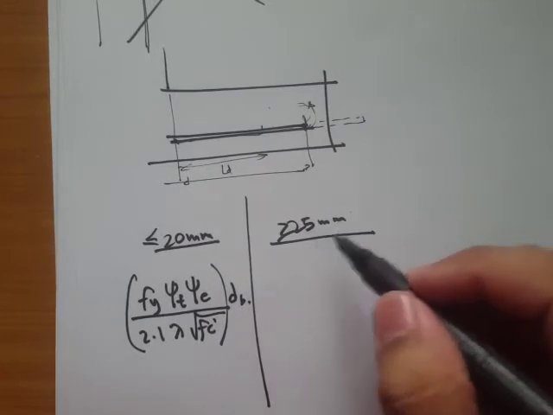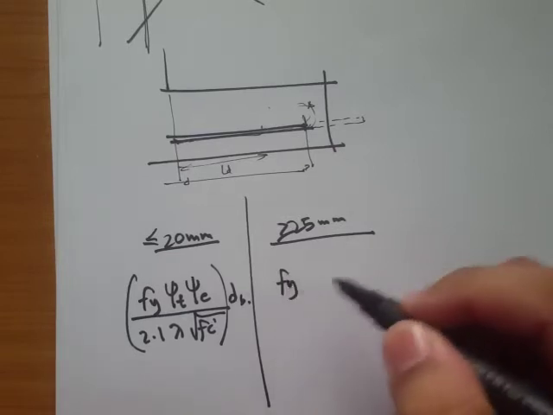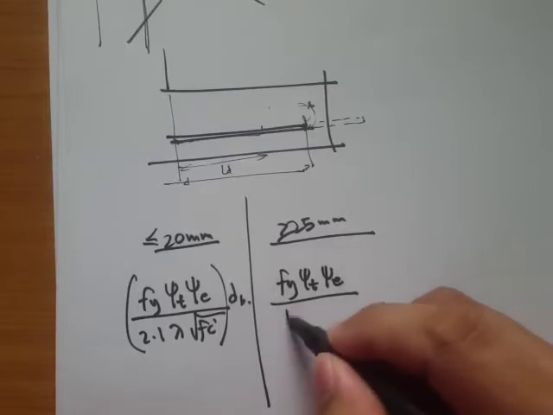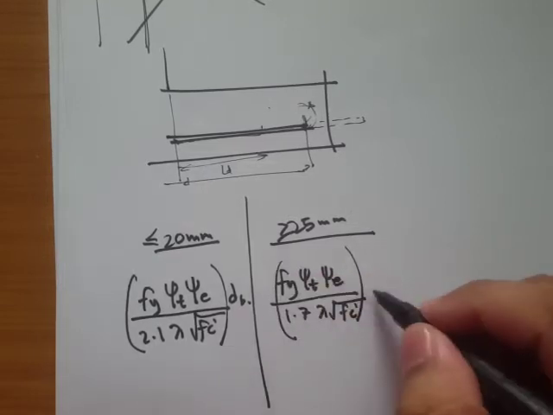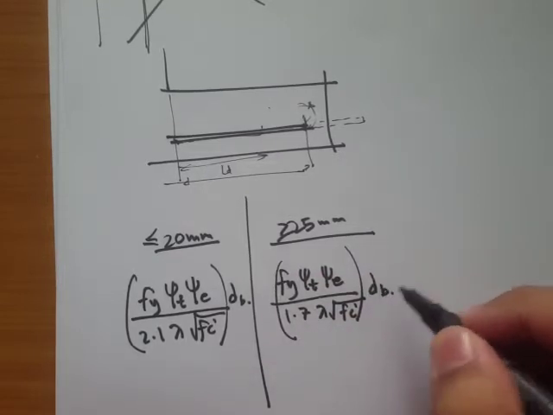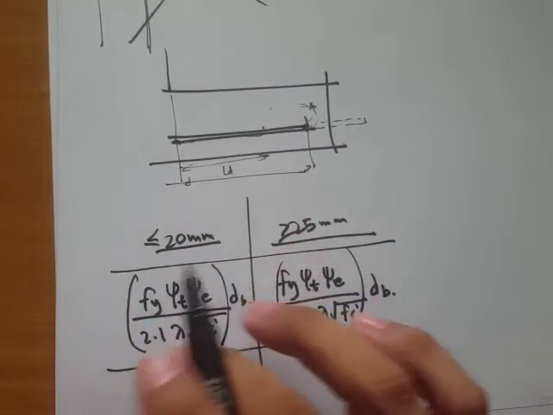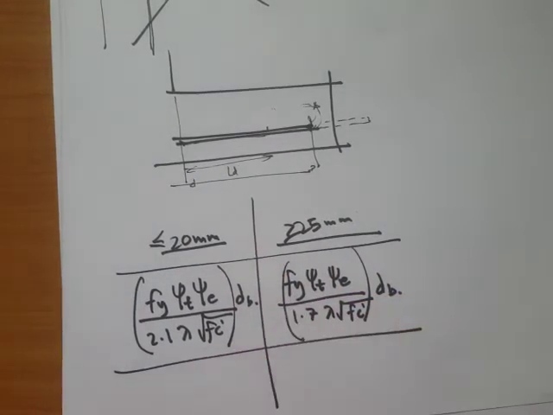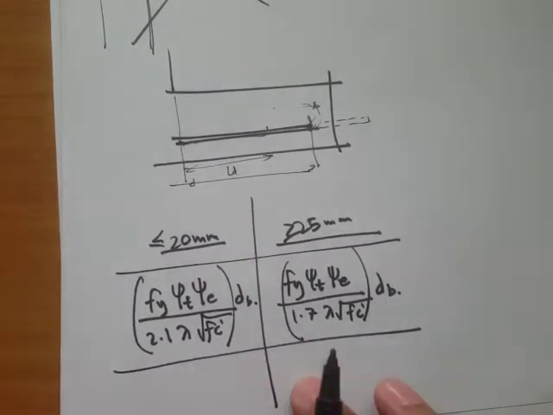And for 25 bars and larger, the equation for the development length is Fy times psi of t times psi of e over 1.7 lambda square root of Fc prime times the bar diameter. There's actually a description of where this equation applies, and that can be found in our lecture handouts as well. For other cases, there are other equations to be used.